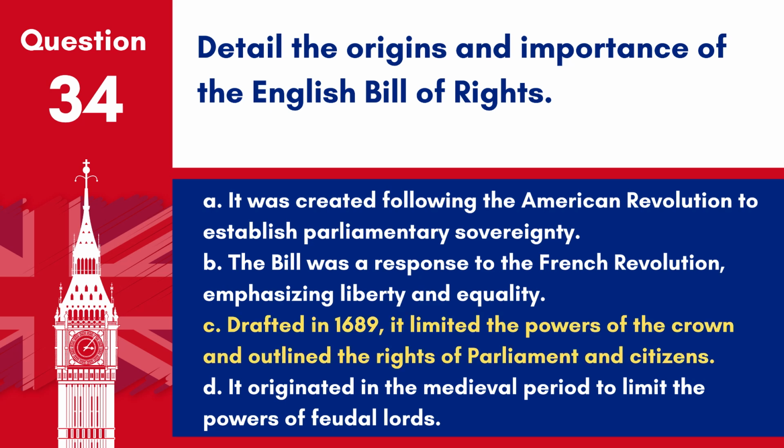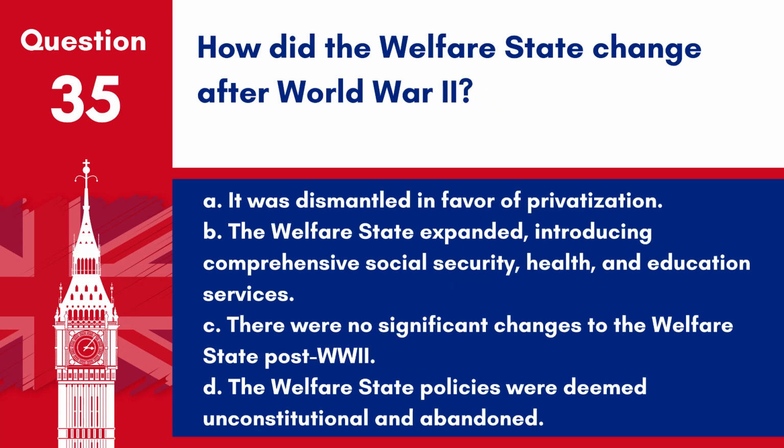Answer C. Drafted in 1689, it limited the powers of the Crown and outlined the rights of Parliament and citizens. The English Bill of Rights was a landmark document that set out the constitutional framework for parliamentary democracy in Britain, ensuring the balance of power between the monarchy and Parliament. Question 35. How did the welfare state change after World War II?